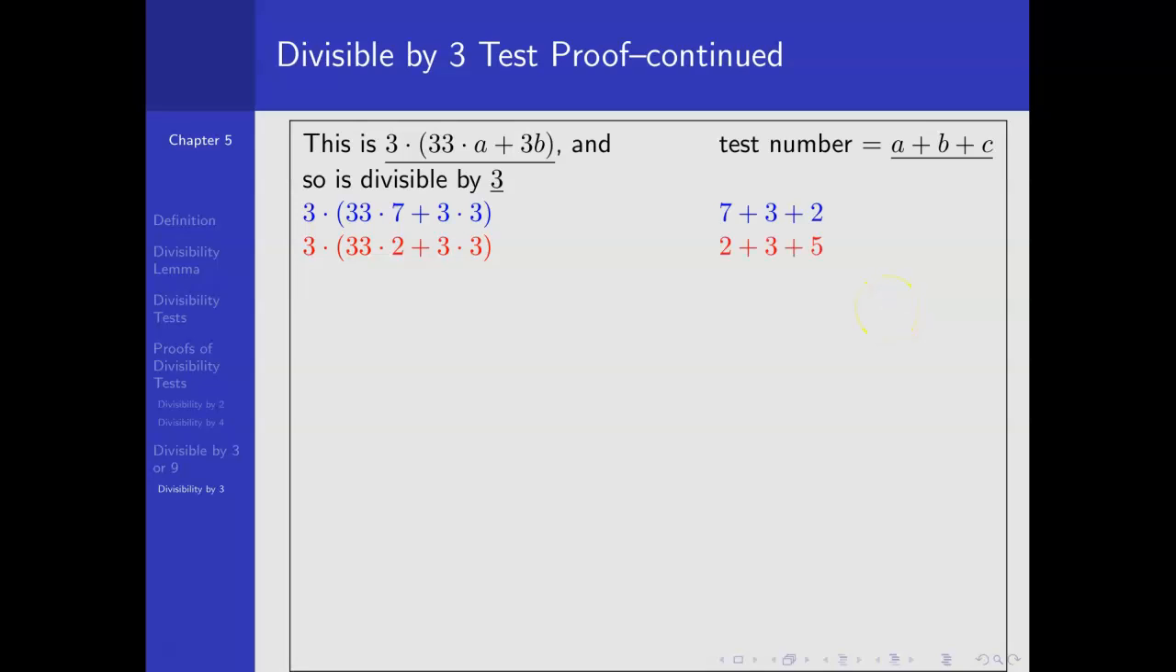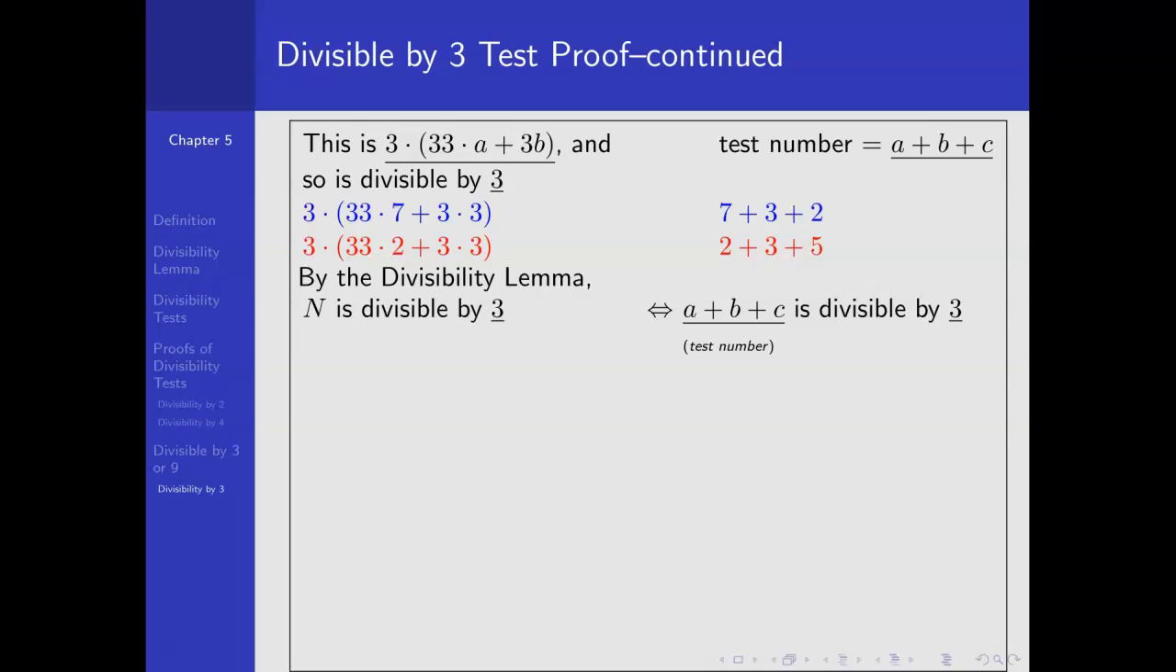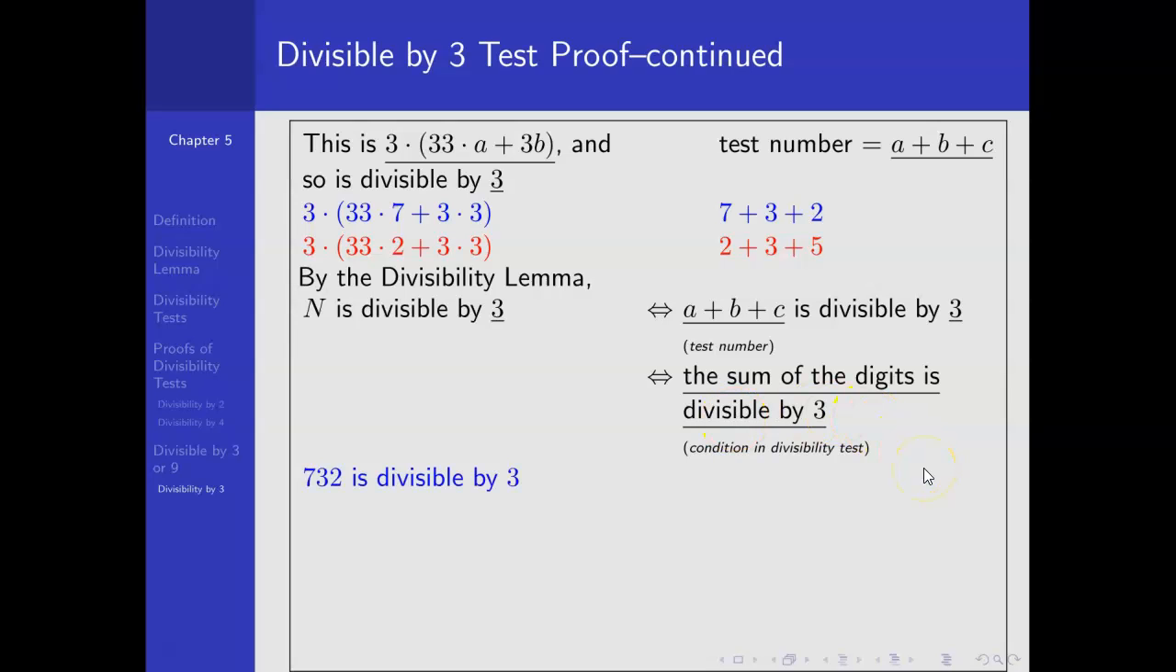And with our two examples, we have 7 plus 3 plus 2, and then 2 plus 3 plus 5. Now by the divisibility lemma, again, this is where we're applying it, our whole number n is divisible by 3 if and only if the test number a plus b plus c is divisible by 3. So that is the same as saying the sum of the digits in the number is divisible by 3. So we're going to apply this to our two numbers.